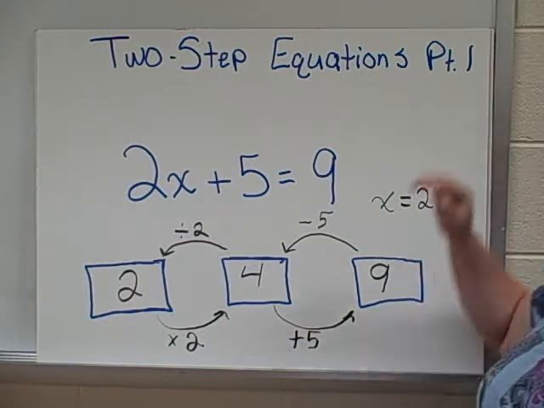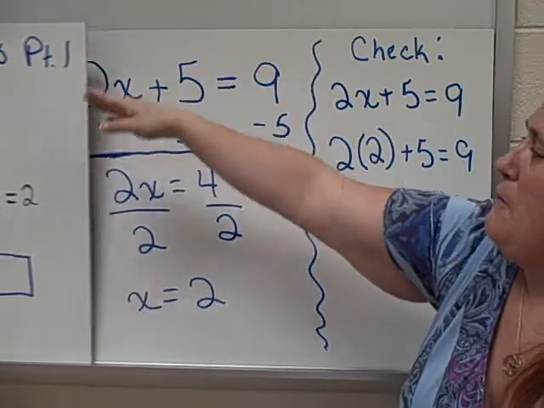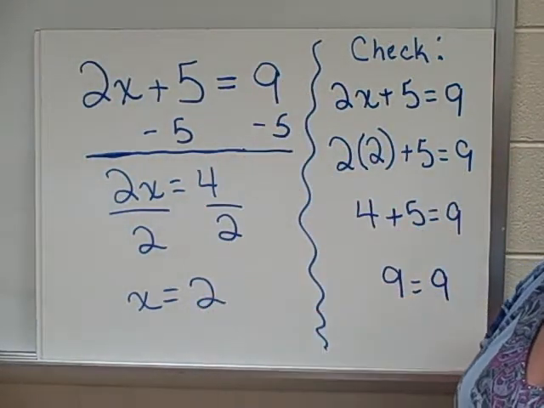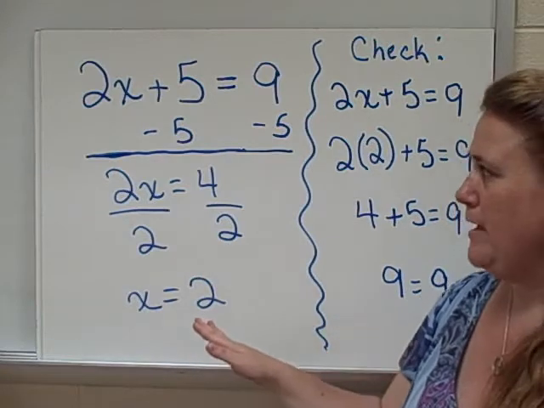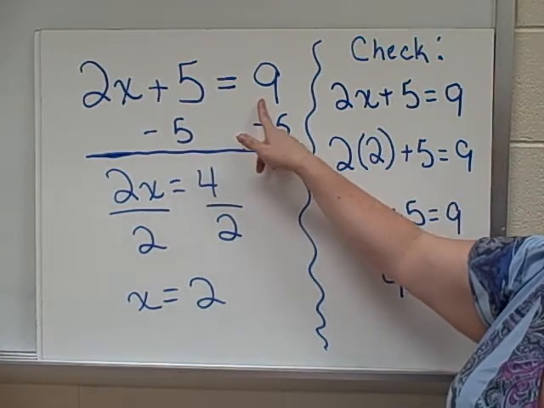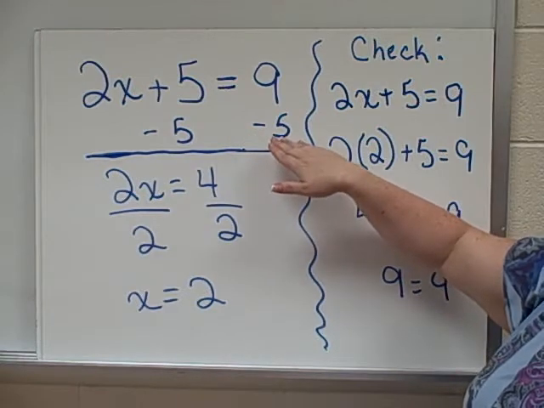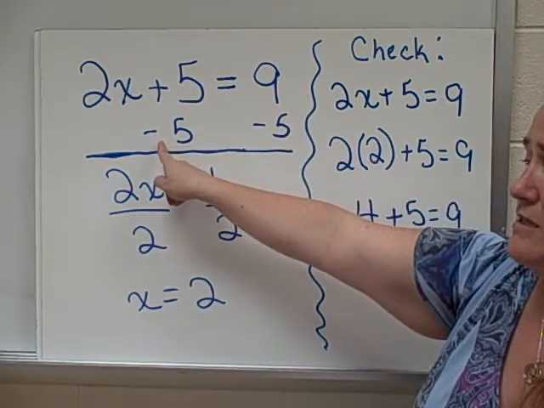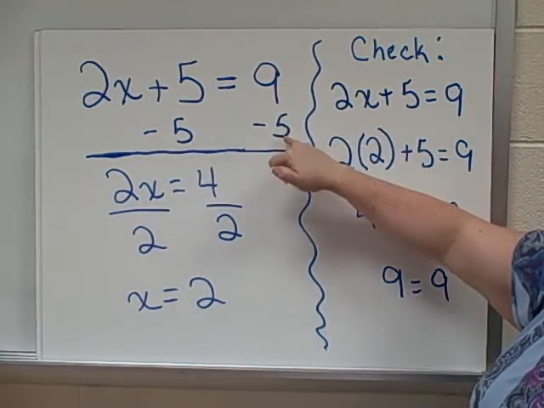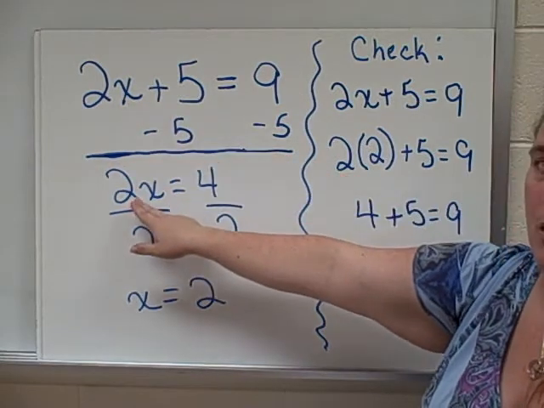All right, now we're going to see that same problem again, but this time we're working it out using inverse operations in a more traditional algebraic way, okay? 2x plus 5 equals 9. The first thing I do is I subtract 5 from both sides. These cancel because positive 5 and negative 5 are 0. 9 minus 5 gives me 4. And my 2x comes down.